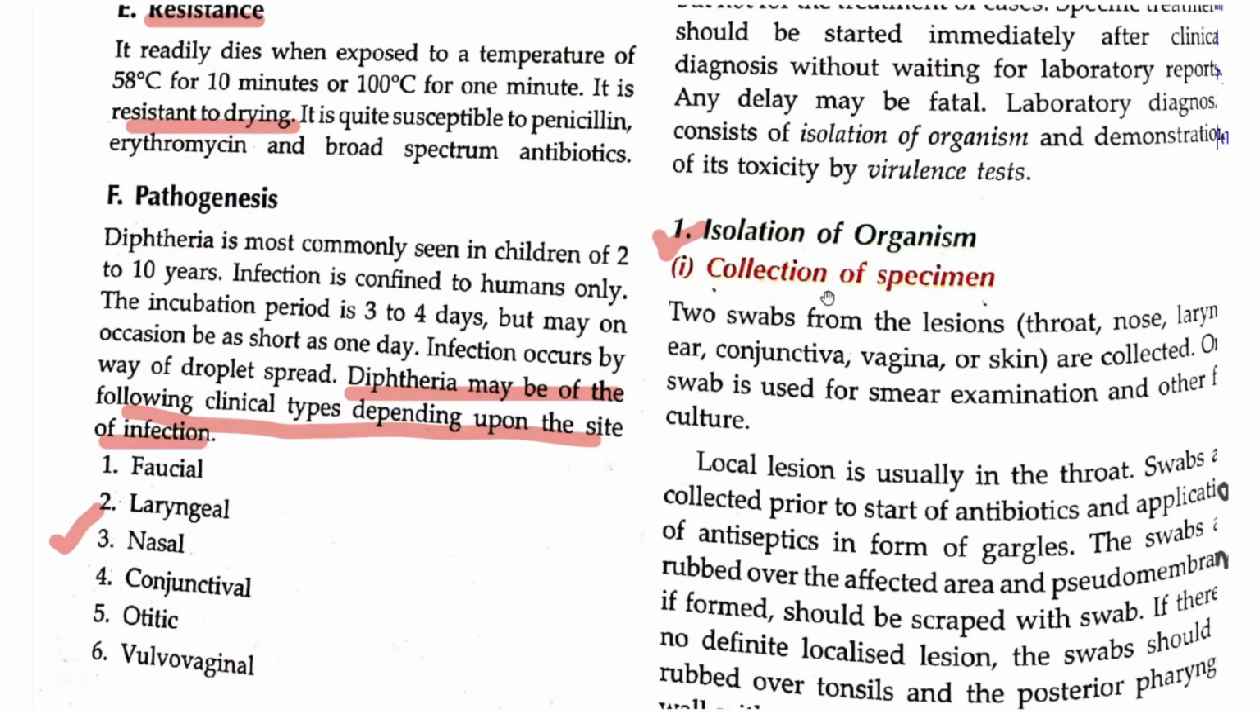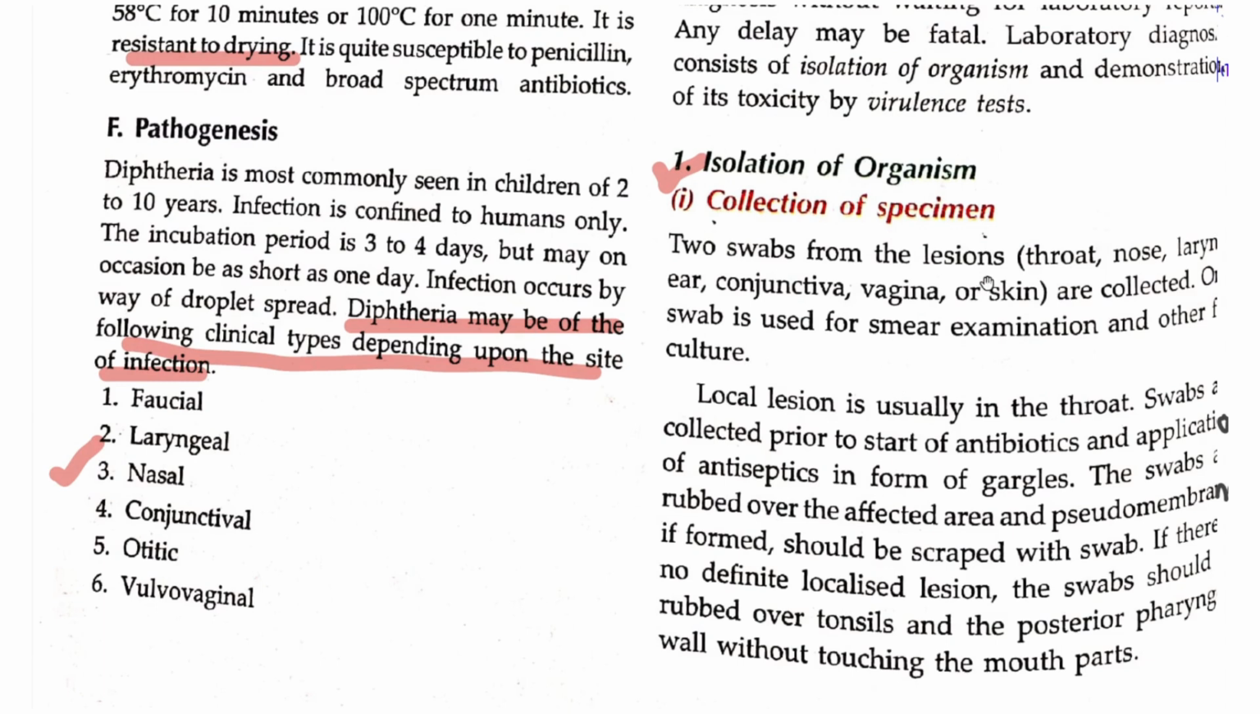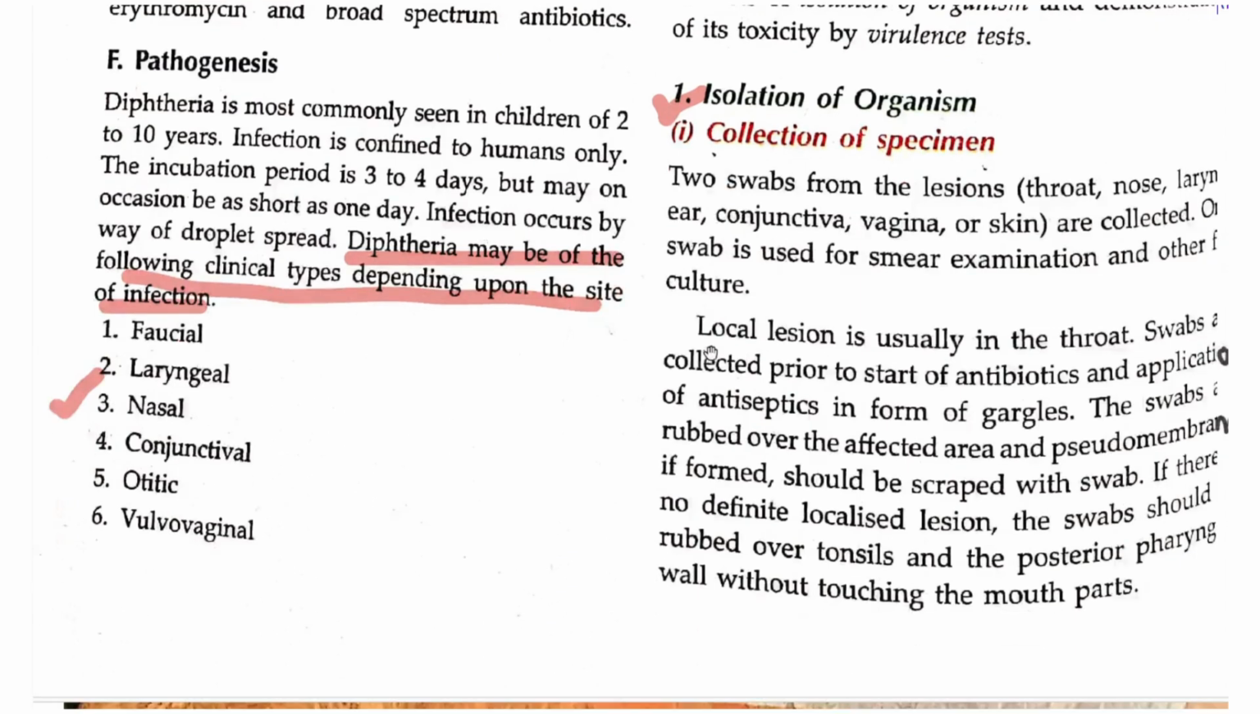First is the collection of the specimen. 2 swabs from the lesion, that is throat, nose, larynx, ear, conjunctiva, vagina or skin, are collected. One swab is used for smear examination and the other is used for culture. So we will collect 2 different specimens. One is used for smear examination and the other is used for culture.